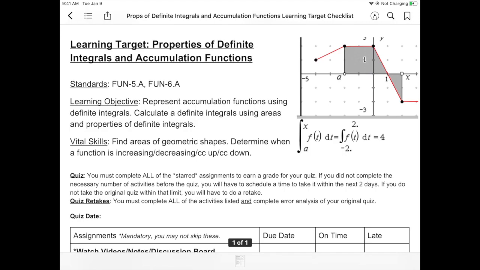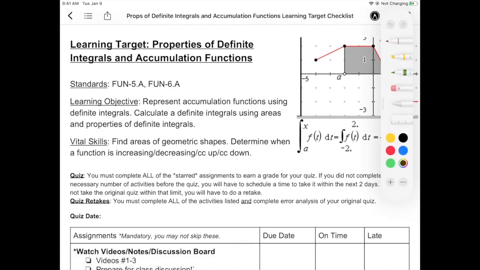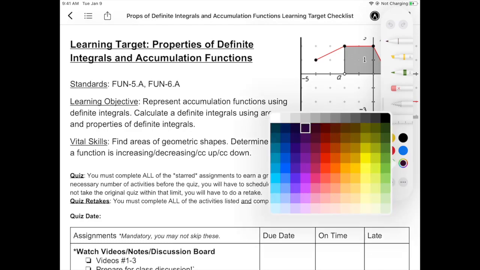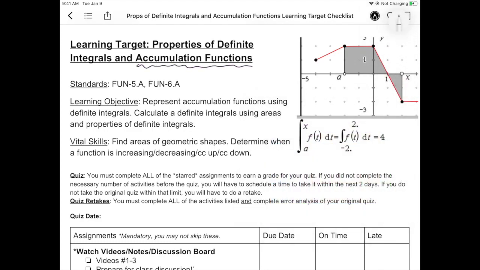Hi calculus students! Welcome to our next learning target, which is properties of definite integrals and accumulation functions. So as you can see, we are continuing to learn more about definite integrals. We're going to learn about different properties and how to use them. And then we're also learning about this thing called the accumulation function. Right here, this vocabulary word.